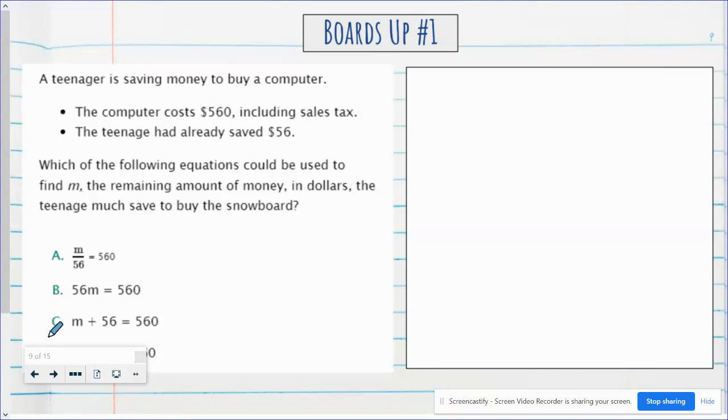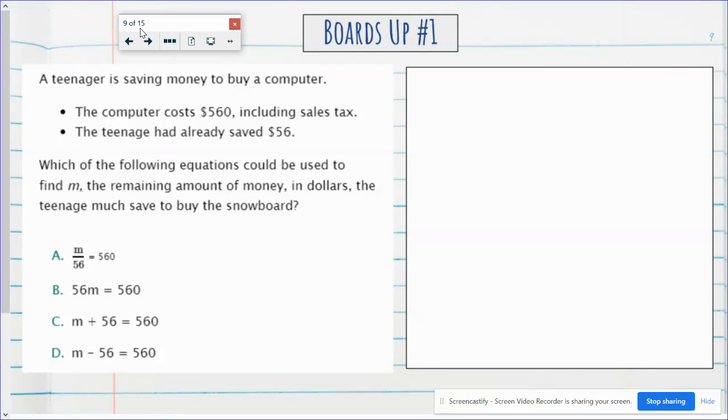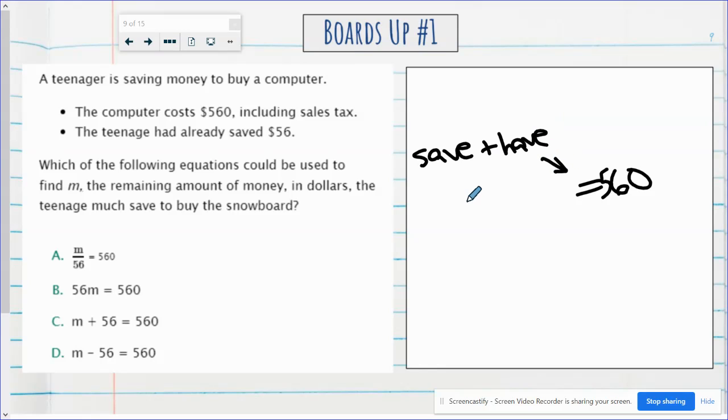A teenager is saving money to buy a computer. The computer costs $560. They already have $56. Which of the following could be used to find the remaining amount of money that they need to save? So, we know that everything in the total is going to be 560. And that's also what it looks like for all of our answer choices. And we know that the money that we save and the money that we have need to combine to equal 560.